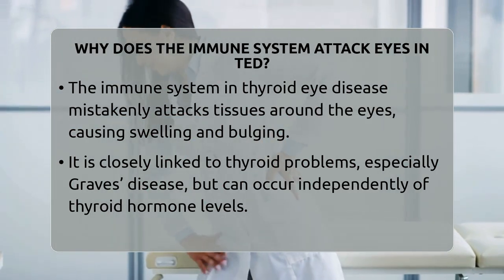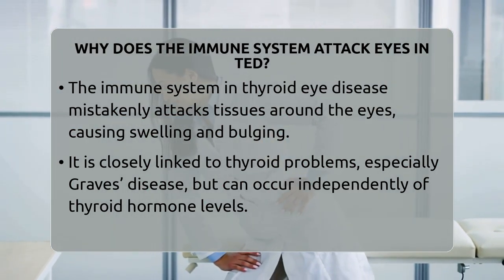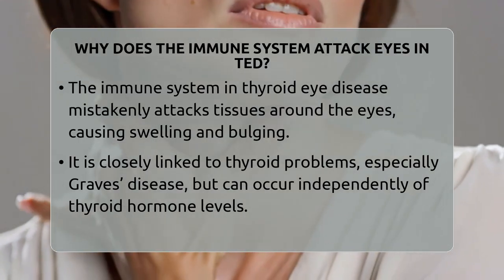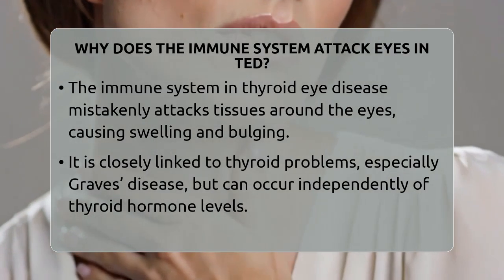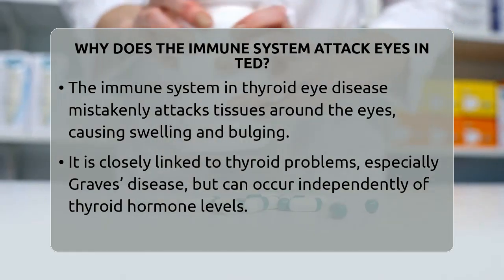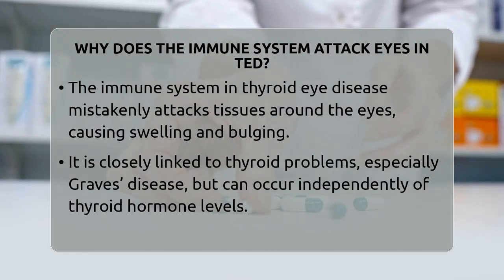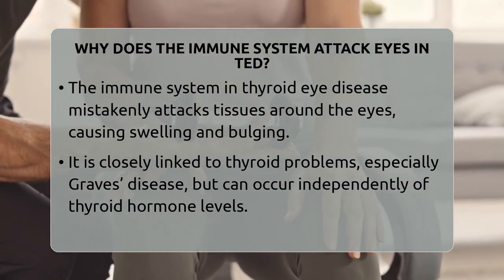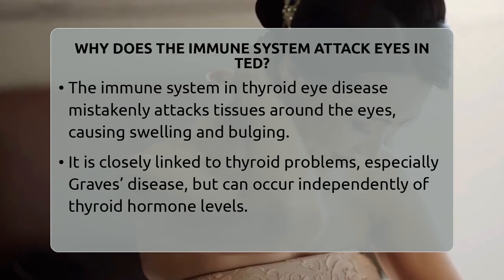Why does the immune system attack eyes in TED? Imagine your immune system as a vigilant protector, but in thyroid eye disease, it gets confused and starts attacking the tissues around your eyes. This autoimmune disorder is closely linked to thyroid problems, especially Graves' disease, where the immune system mistakenly targets the thyroid gland.